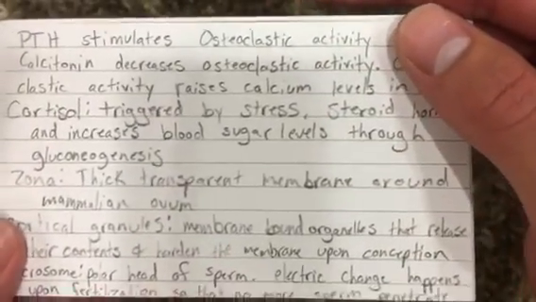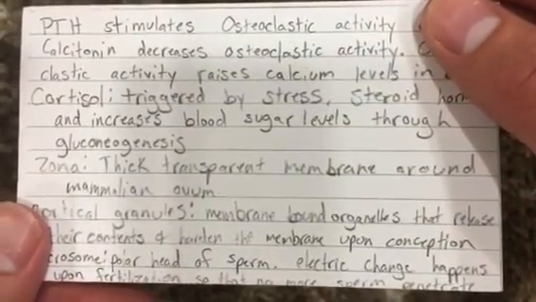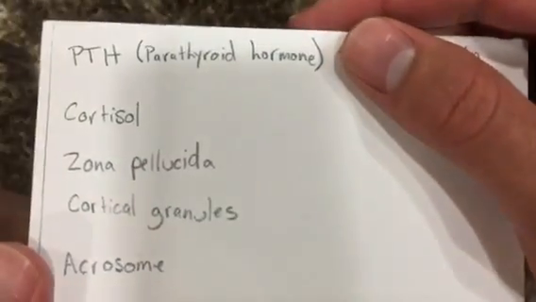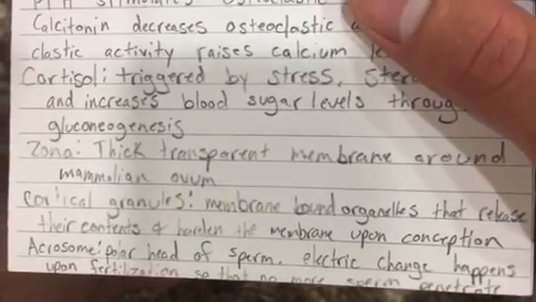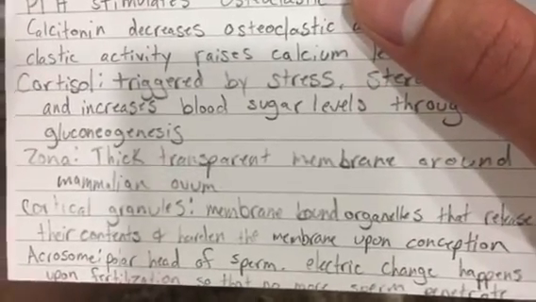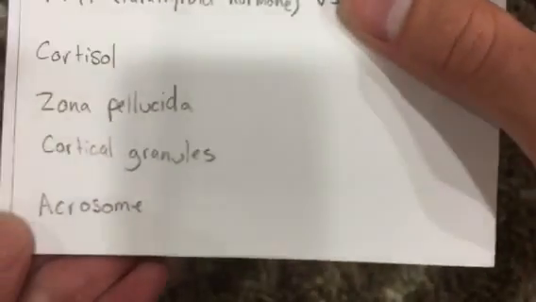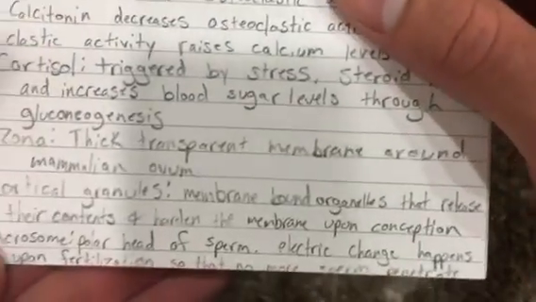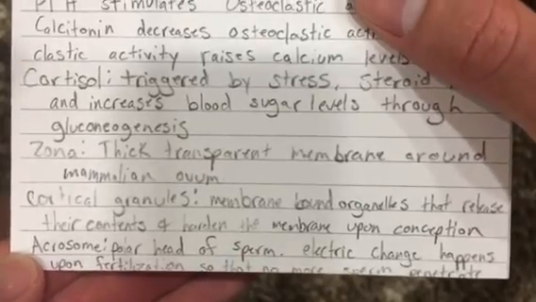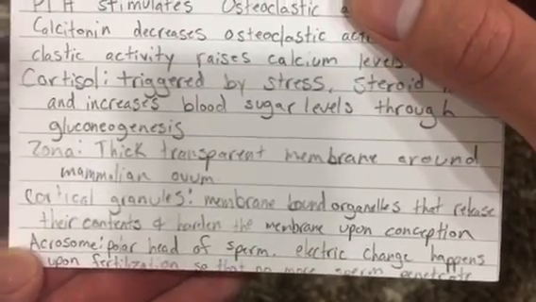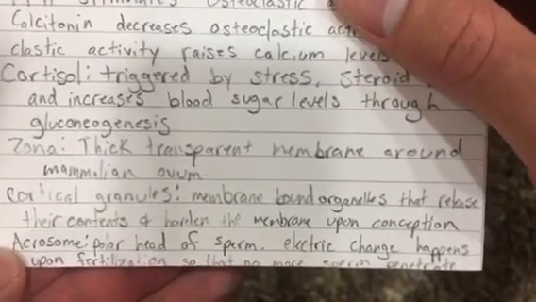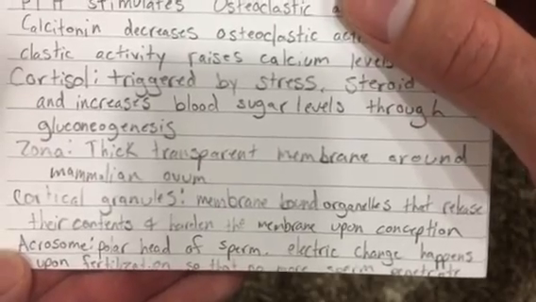Zona pellucida, thick transparent membrane around mammalian ovum. Cortical granules, membrane-bound organelles that release their contents and harden the membrane upon conception. Acrosome, polar head of sperm. Electric change happens upon fertilization so that no more sperm can penetrate.